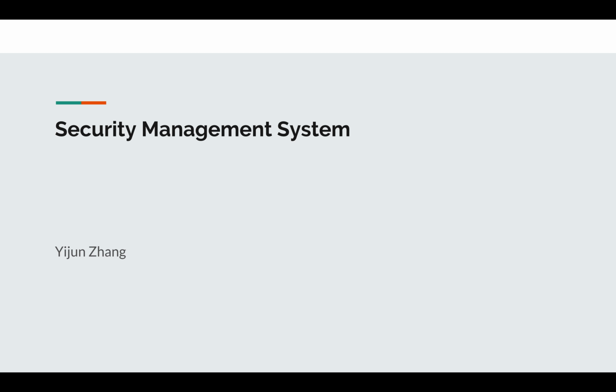So Xiaohang talked about the physical part of data center security, and Tyler will focus more on the software level of data center security. So I'm going to talk a little bit about the security from the management side.